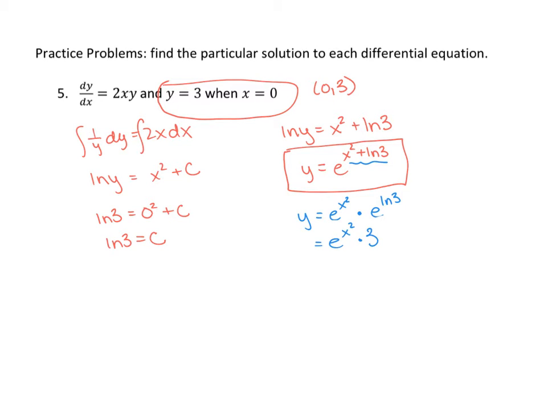So e to the ln 3 is equal to 3, which means this whole thing simplifies to 3 times e to the x squared. And this is how it would look on a multiple choice question, but again, you guys don't have to worry about this this year. That's just something for those of you who are going to keep taking math.